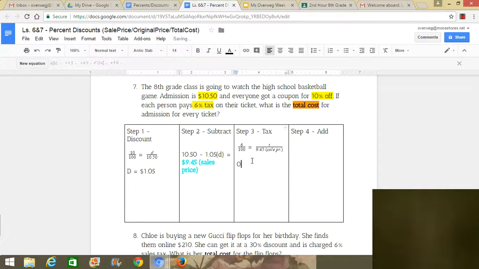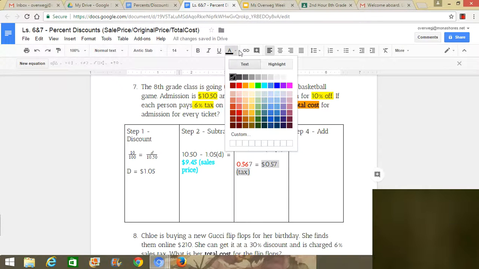This is what I got on my calculator. I got 0.567. Now as money, that equals, notice the 7. Remember, with money, we only look at the first 2 numbers. Okay, this 7 is going to make the 6 bump up and round to a 7. So our tax is going to be 57 cents. Okay, this is the tax. That's what we're going to pay in tax. I'm going to highlight that for you too.